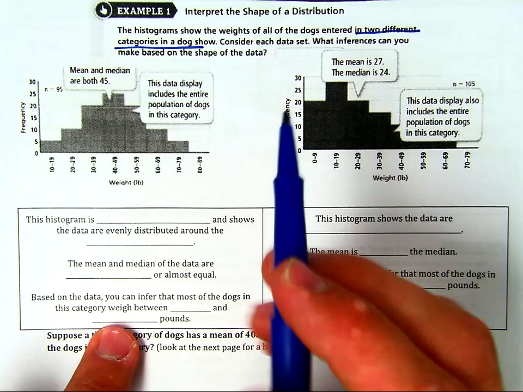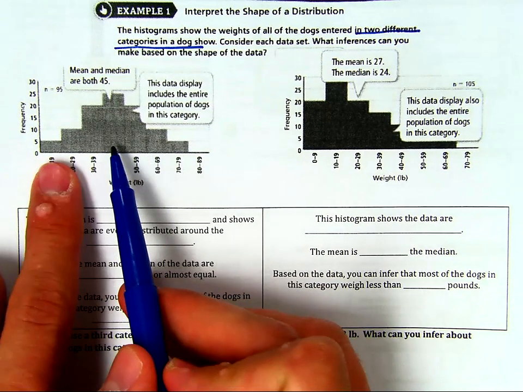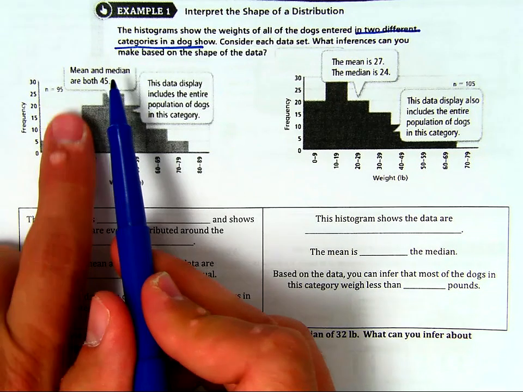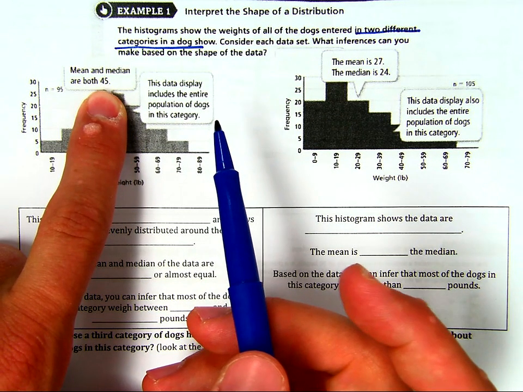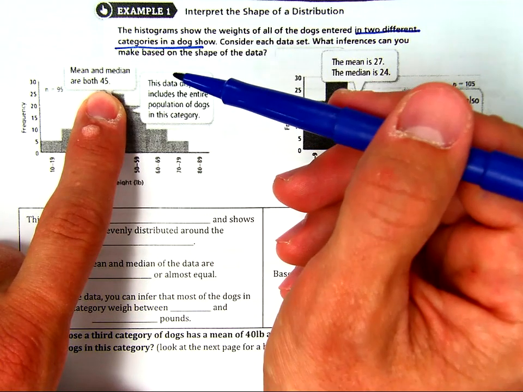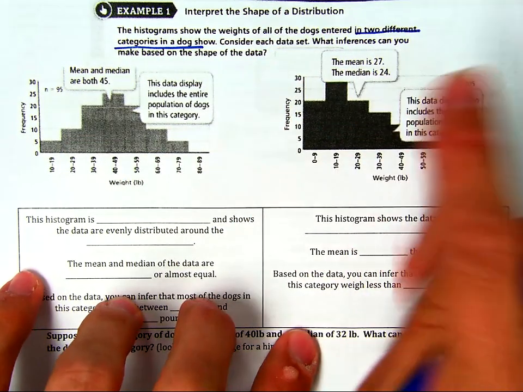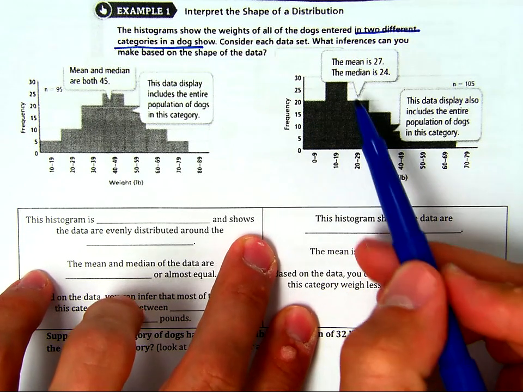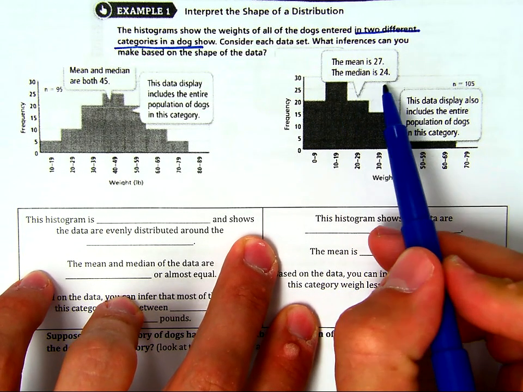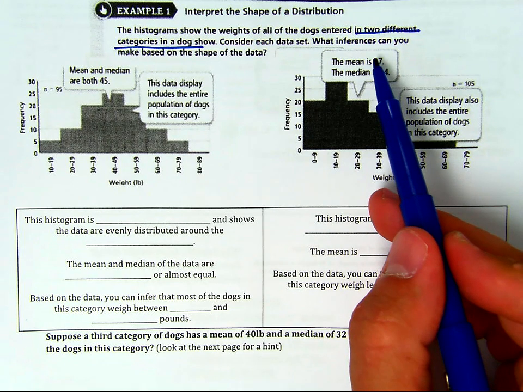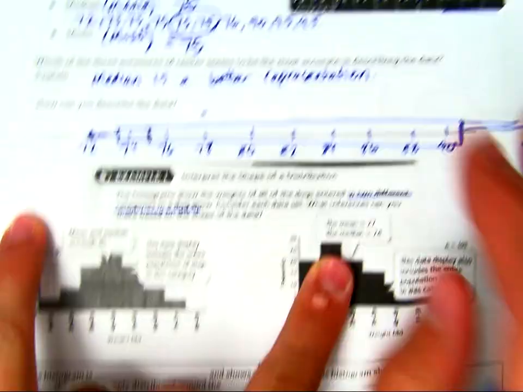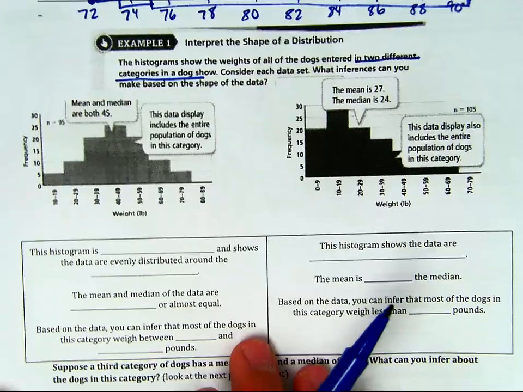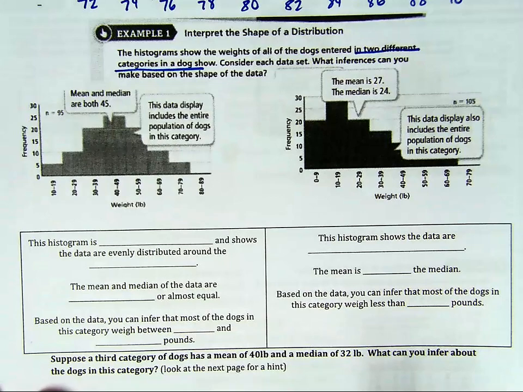We're going to consider each set and see what inferences we can make. Notice right here, we've got a histogram where the majority of the dogs are in this middle range, and they've already interpreted this to say that the mean and the median are both 45. So the average and the middle number are the same. The second one has a big bump over here, and says the mean is 27 and the median is 24. So the average is greater than the median, like our example up here. We're going to look at some terms that specifically describe these 2 situations.